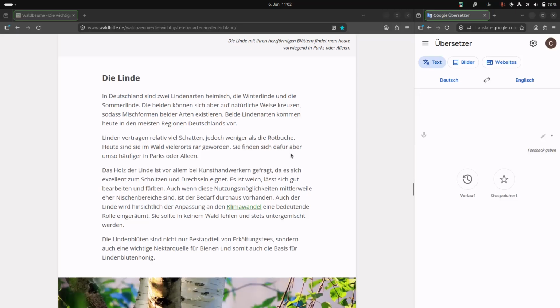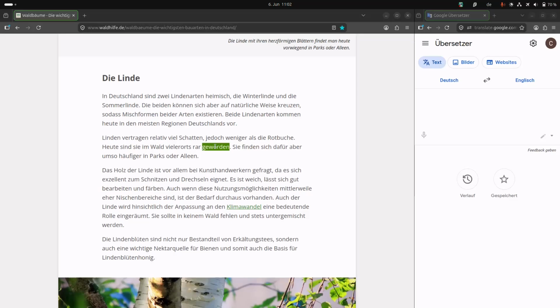So, Kunsthandwerkern, das Holz der Linde ist vor allem bei Kunsthandwerkern gefragt. The wood of the linden tree is above all, or you could also say by, but rather in most cases it's art. Kunsthandwerkern, so artisans, gefragt, ist gefragt. So, being asked, you could say. We also have that, which I explained before, that geworden can also be passive, not explicitly this form.